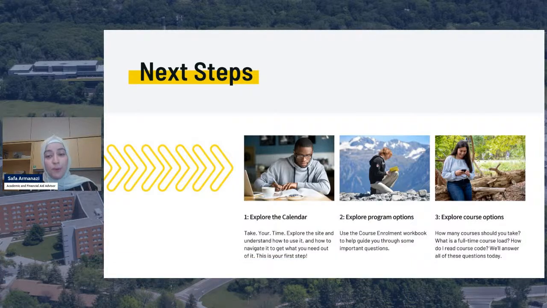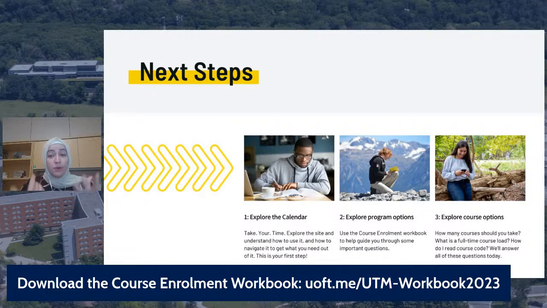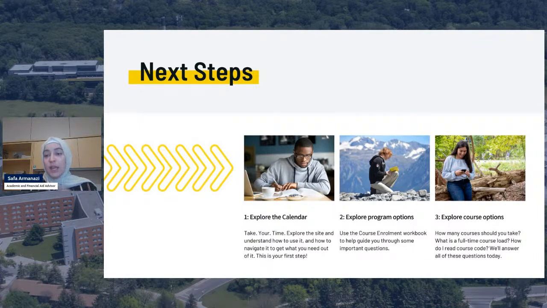Then your next step would be to explore the program options. After exploring the academic calendar and determining what information you need out of it, explore the program options, and we have the course enrollment workbook to guide you through some important questions about choosing your program. Then explore course options. So how many courses should you take? Once you have determined what courses you need for your programs and have some idea of what programs you want to pursue, your next step would be to determine how many courses you plan to enroll in, what is a full-time course load, and how to read a course code. We'll answer all of these questions for you. I know these are a lot of questions, but we'll answer them during our presentation today as well.